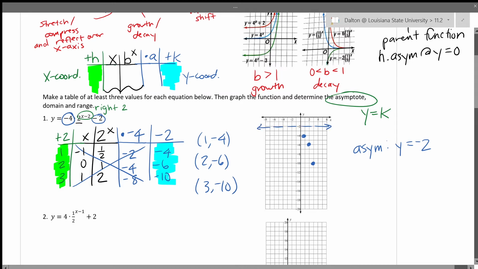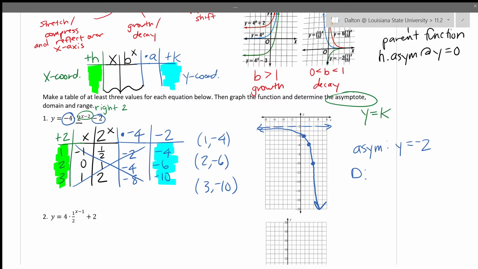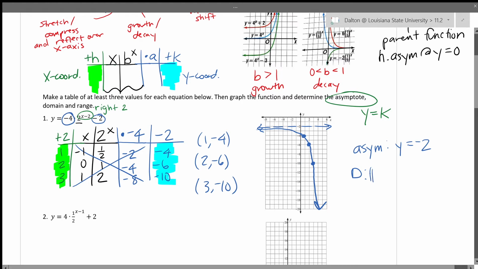And then you're going to connect your points in such a way that the curve levels off here really close to -2. And then it takes off downward that way. In addition to your 3 points and the asymptote and the graph, I also am asking you for domain and range. Domain deals with x values. Which x values does this cover? All real numbers, right? It goes to the left forever, to the right forever.